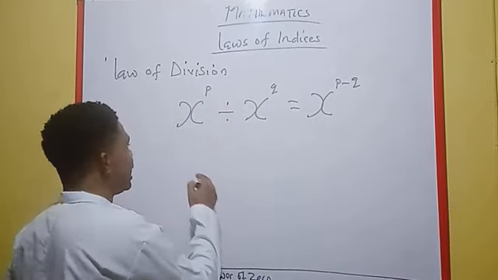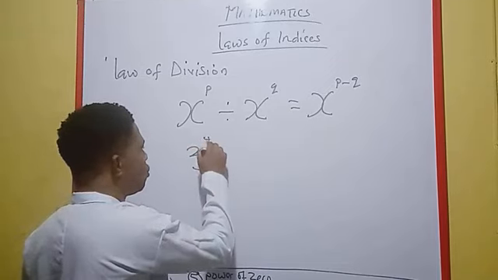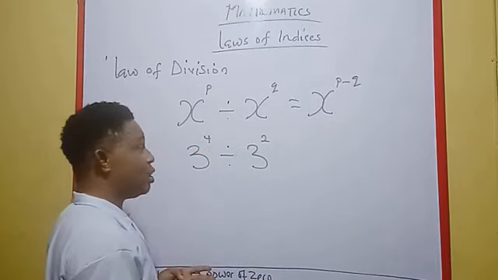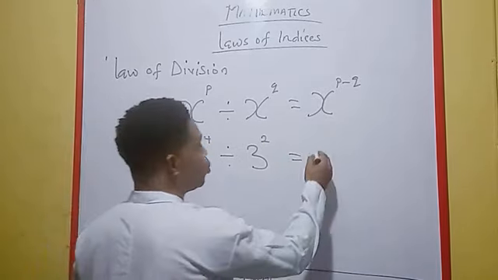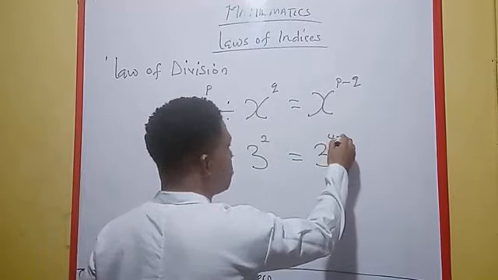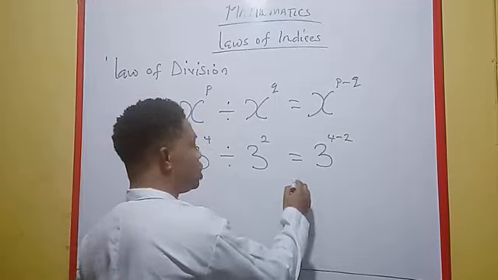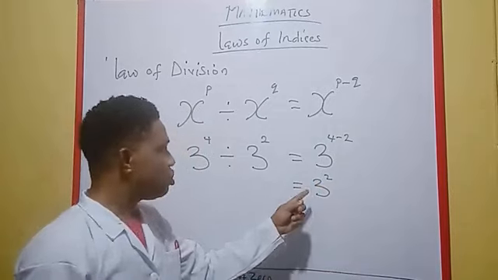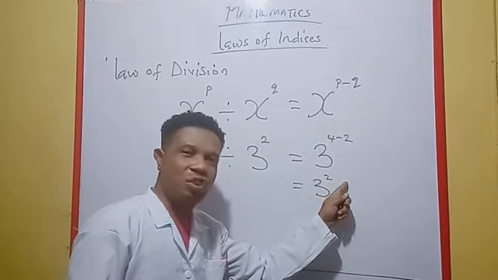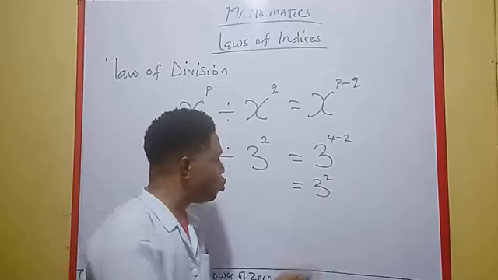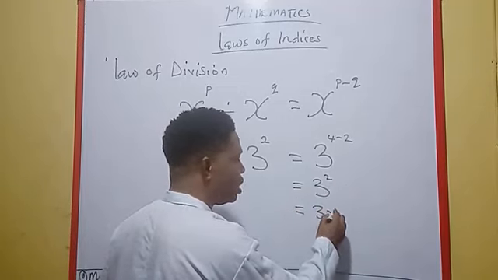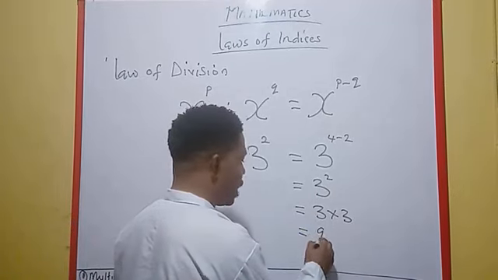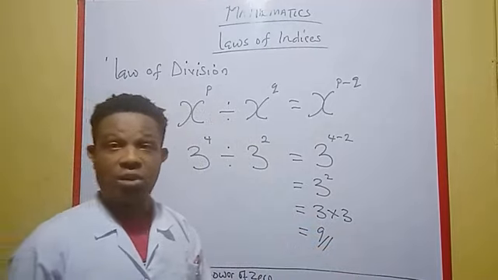Okay, for example, I can have 3 raised to power 4 divided by 3 raised to power 2. If I want to apply the law, this will be equal to 3 raised to power 4 minus 2. And 4 minus 2 will give us 2. So it will be 3 raised to power 2. Again, 3 raised to power 2 is not 3 times 2 to give you 6. No. 3 raised to power 2 is 3 in 2 places. So 3 times 3 is 9. So our answer is 9. I hope that is understood.